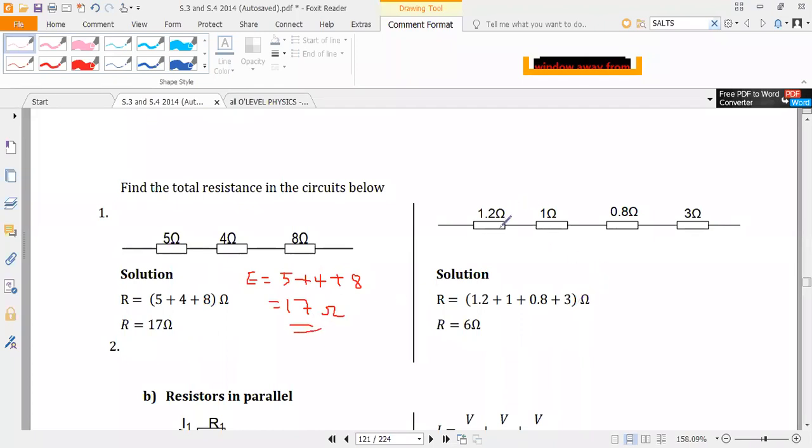So for this one, the resistors are arranged in series, or they are connected end to end. So you just add 1.2 ohms plus 1 ohm plus 0.8 ohms plus 3 ohms, and the answer will be 6 ohms. So this is what we call the effective resistance. So basically, this is how we handle resistors which are in series.